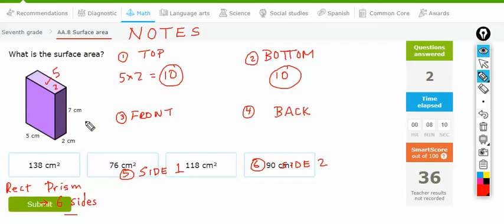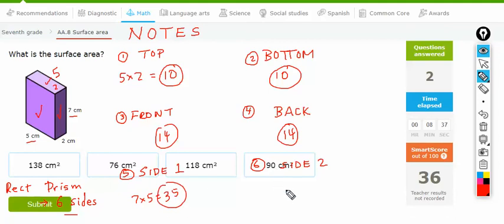The front is this set right here. That's 7 times 2, so that's 14, and the front and the back are going to be the same, 14 and 14. And then we have the side here, so that's going to be 5 times this, which is 7. 7 times 5 equals 35. So we have 35 twice. We got the 14 because that was 7 times 2.